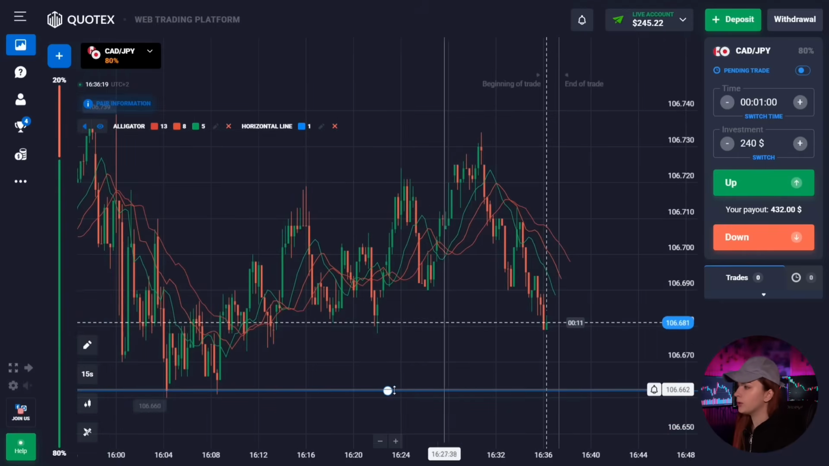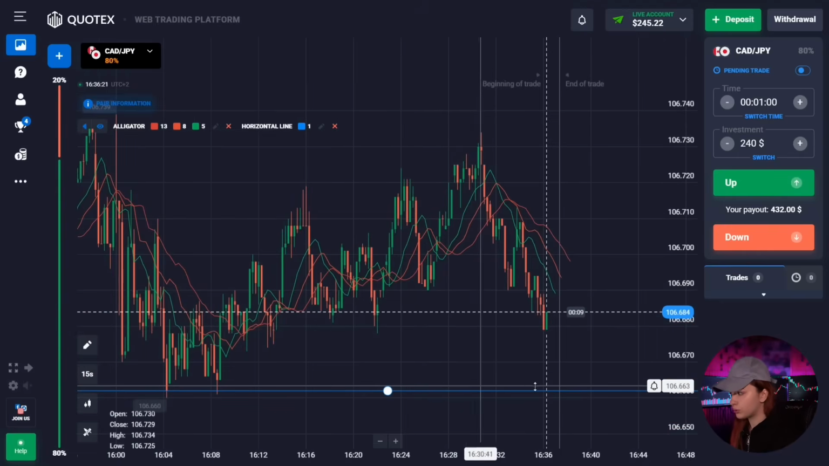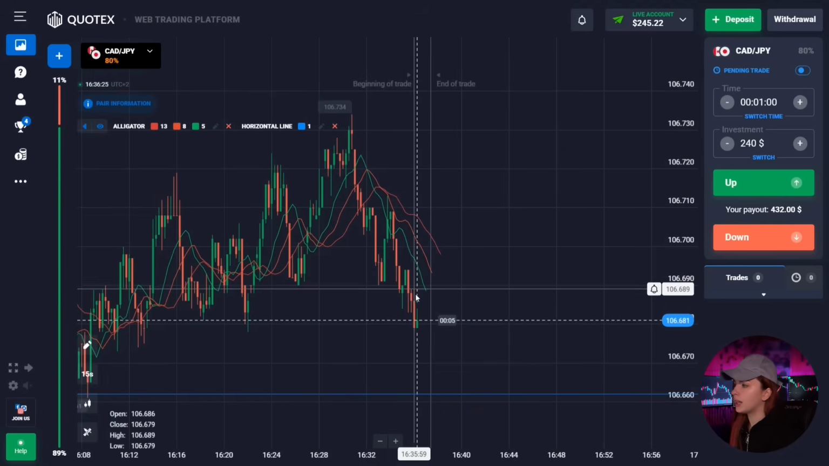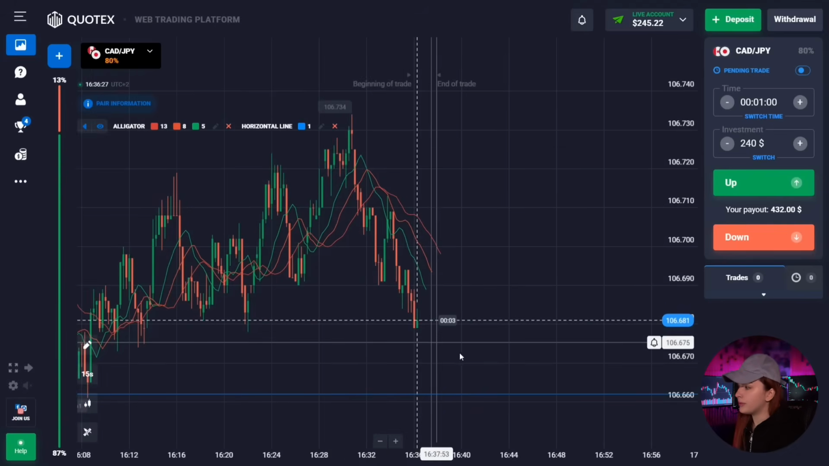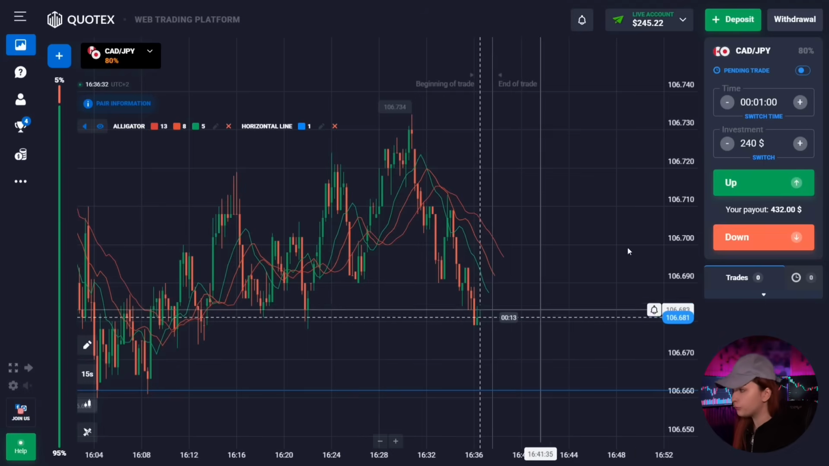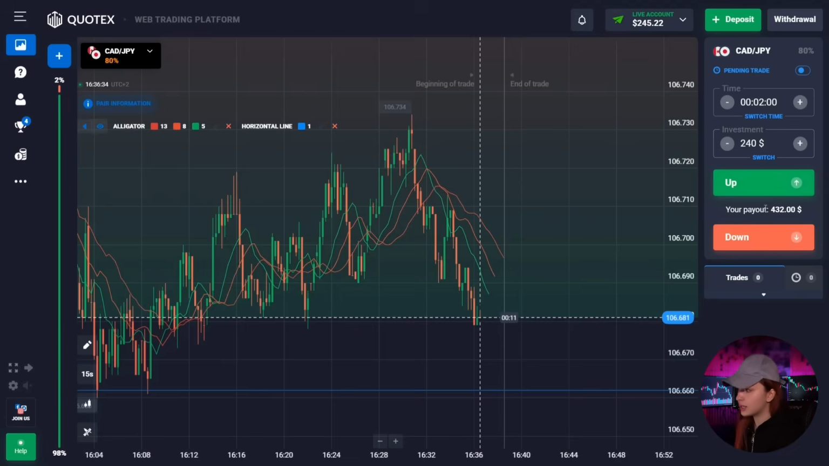At the same time, we also see that at the moment there is a downtrend. The price is moving down and approaching our level. Also, at the same time, there is still room before the support level. So let's open a deal for 2 minutes to go down on the downtrend.